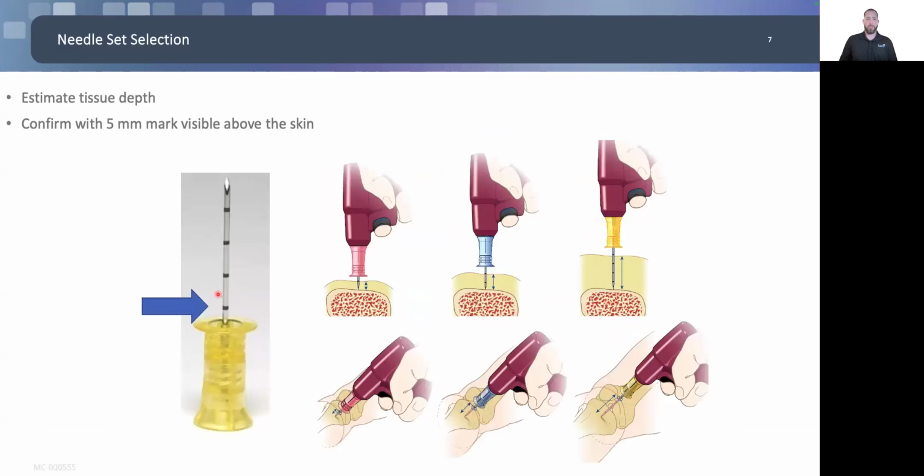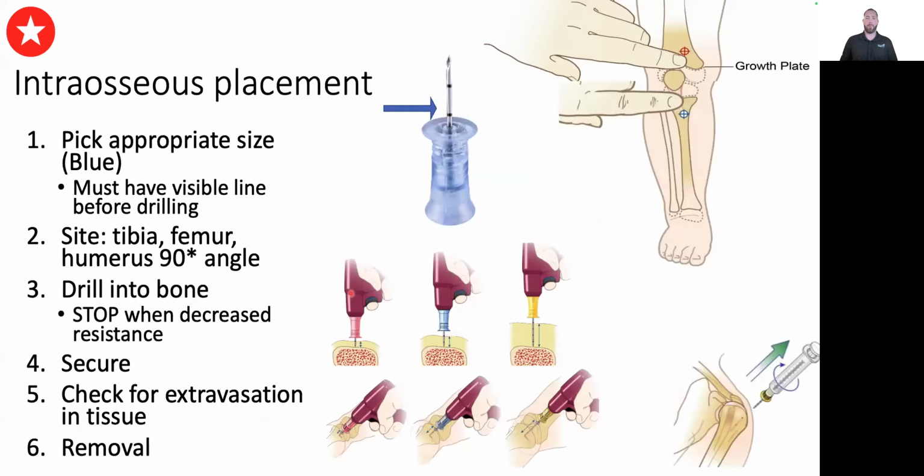Whenever you're placing this in the patient's skin, you can push the needle down through the skin, and you have to see at least one black bar. If you cannot, if you're all the way to the skin, you need to go up a size. So you go through the skin, and we'll show you how to place this IO. Pick that size, make sure that you have the one line visible. You're going to go at 90 degrees at the location that you've chosen, and then you're going to put pressure and drill into the bone.